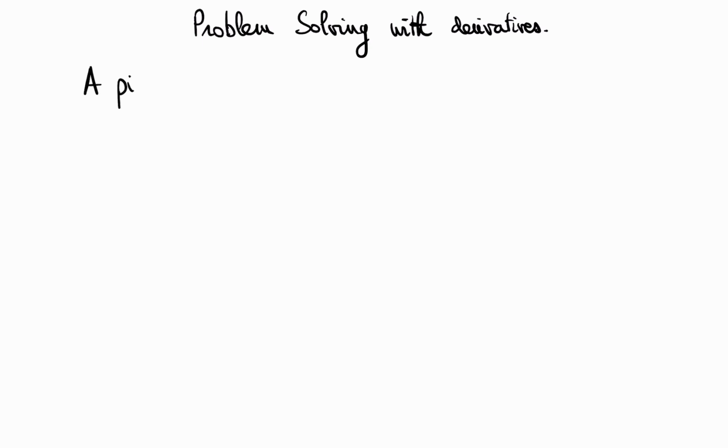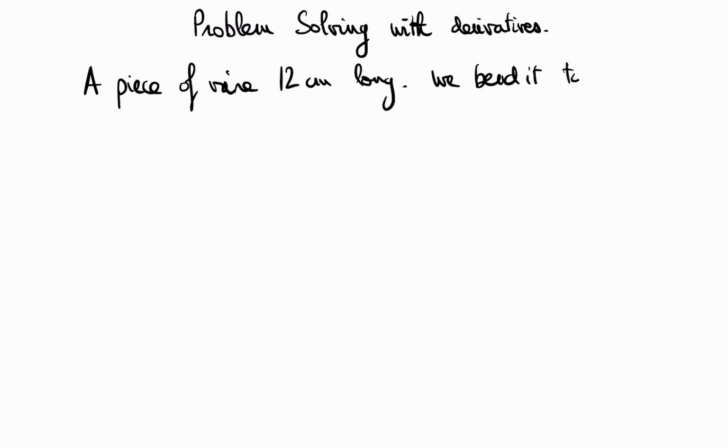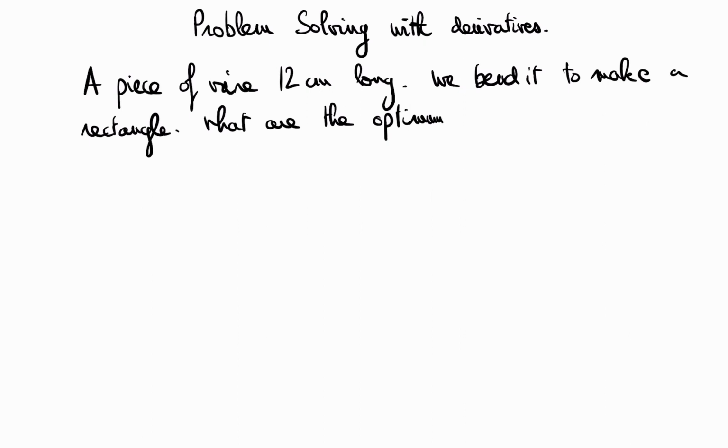We have a piece of wire which is 12 centimeters long, and we bent it to make a rectangle. What are the optimum dimensions for the rectangle to have the largest area, the largest possible area?